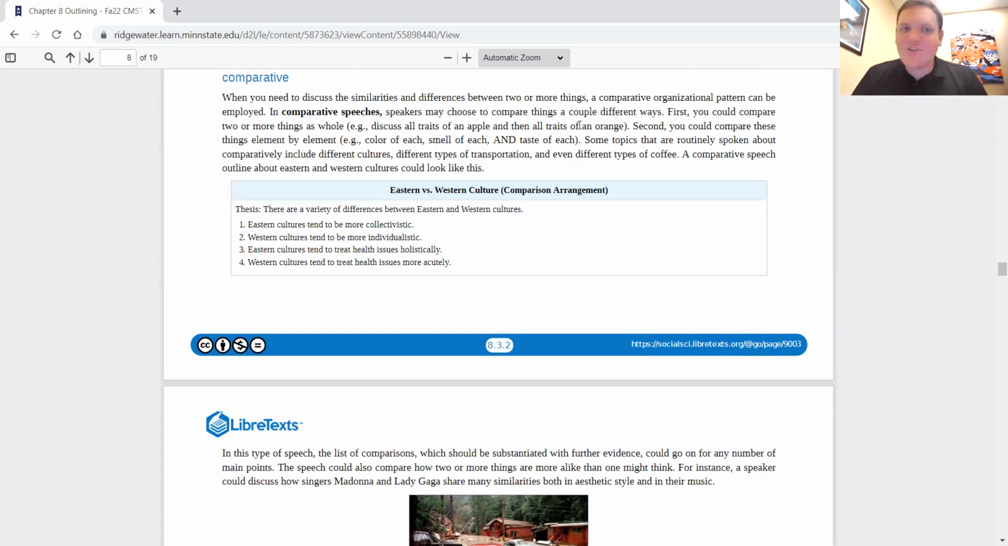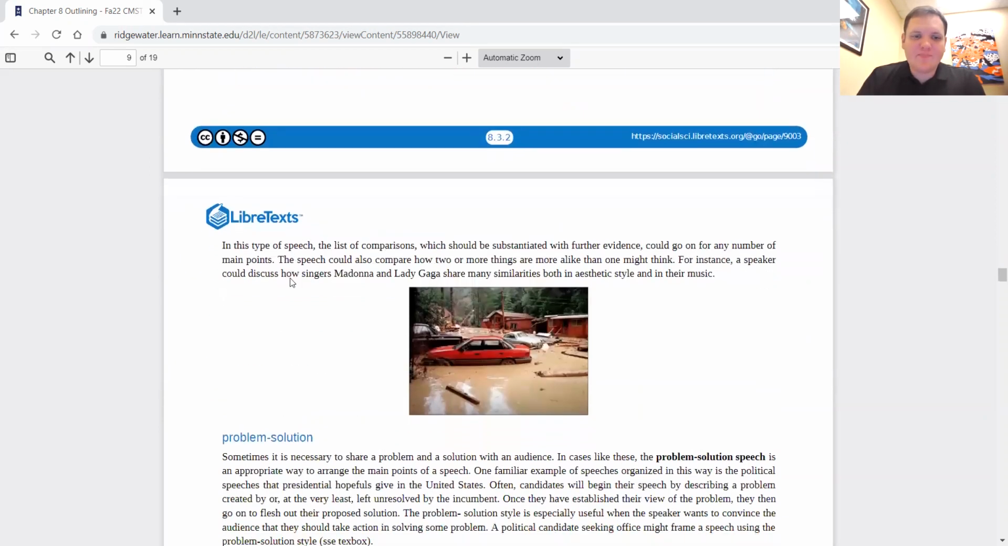Or if you're comparing apples and oranges, you can talk about the color of each as one topic, the smell of each as a second topic, and the taste of each as a third topic. So regardless of how you want to split them up, if you're comparing the things, that's a comparative speech. It gives an example here of comparing Eastern and Western cultures. So Eastern cultures, point one, Eastern cultures are more collectivistic, Western cultures are more individualistic. Eastern cultures tend to treat health issues holistically, Western cultures treat health issues more acutely. And you can see the parallel structure here. It starts with Eastern and Western cultures at the beginning. So again, this parallel structure between each of the main points.